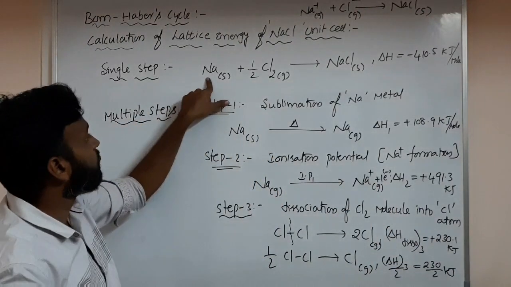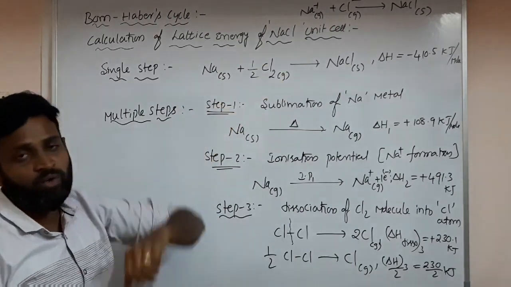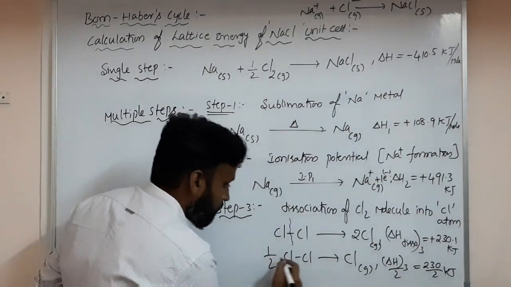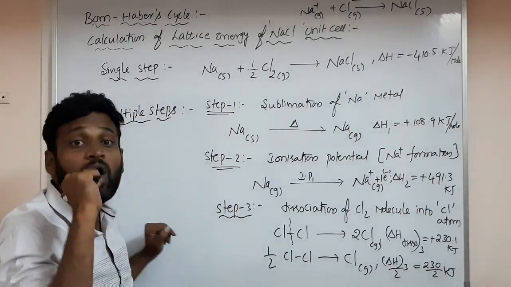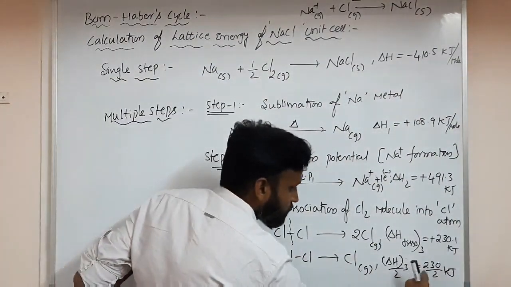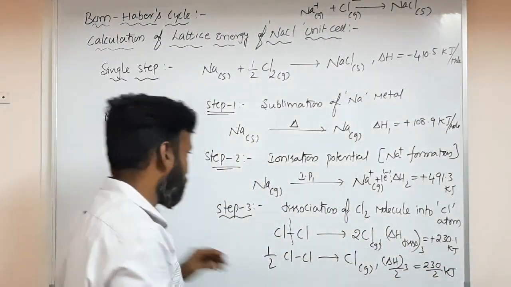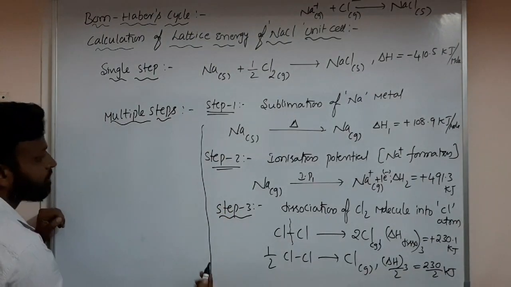Because 1 mole of sodium combines with half mole of chlorine. So half mole of Cl2 dissociates. How much energy is required? 230 by 2 kilojoules of energy is required. So step 3 is over. Next.